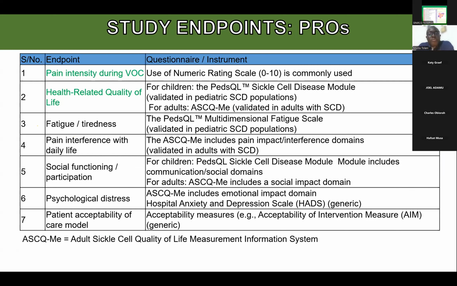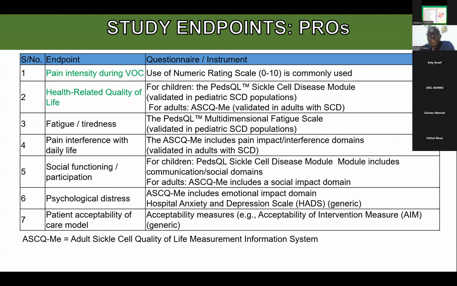An example of a patient-reported outcome is patient self-reporting pain intensity during VOC. Because pain during VOC can be assessed by a physician himself, or the patient can self-administer the NRS, numeric rating scale, on himself to assess it. So, self-reported pain intensity during VOC is an example. Another example is self-reported quality of life. And there are various validated instruments as shown here, PedsQL for the pediatric population, and ASCQ-Me, the adult sickle cell quality of life measurement information system, for adults with sickle cell disease.